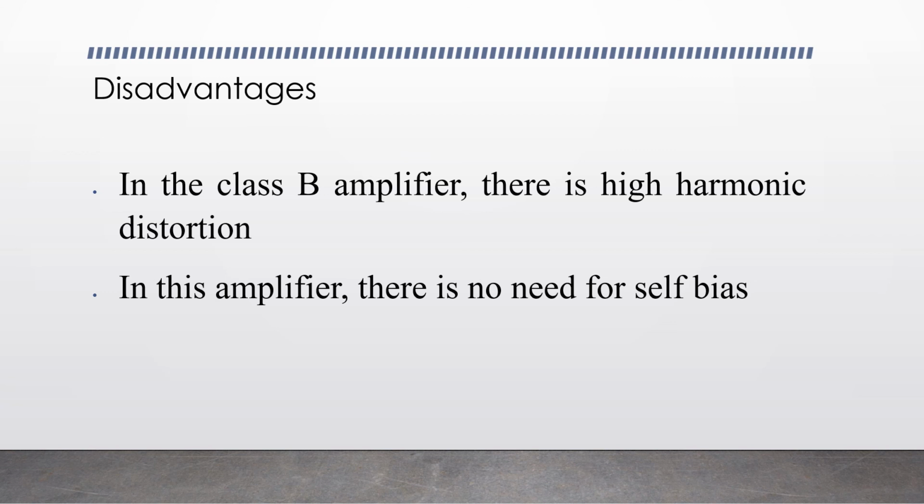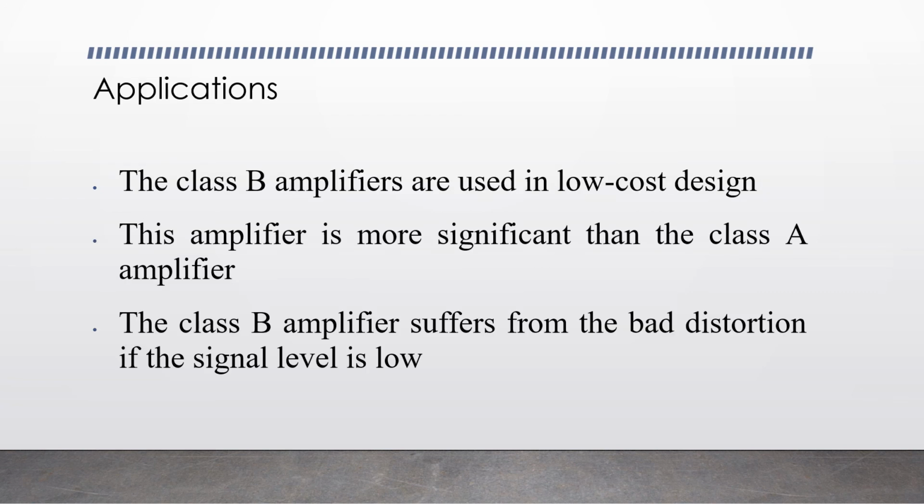Some disadvantages are also there. In Class B amplifier, there is high harmonic distortion and there is no need for self-bias. Some applications are low cost design. This amplifier is more efficient than Class A amplifier. Class B amplifiers suffer from bad distortion if the signal level is low.